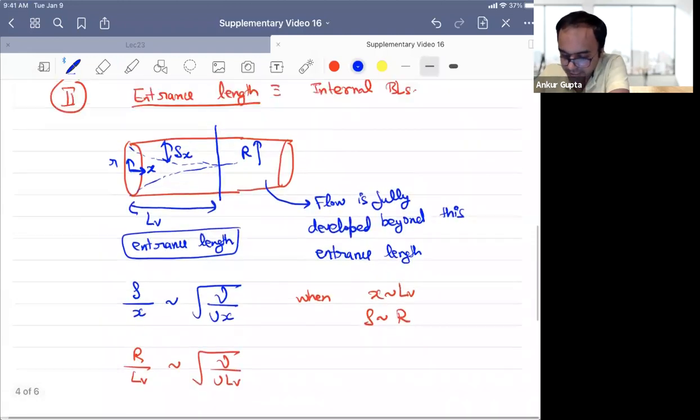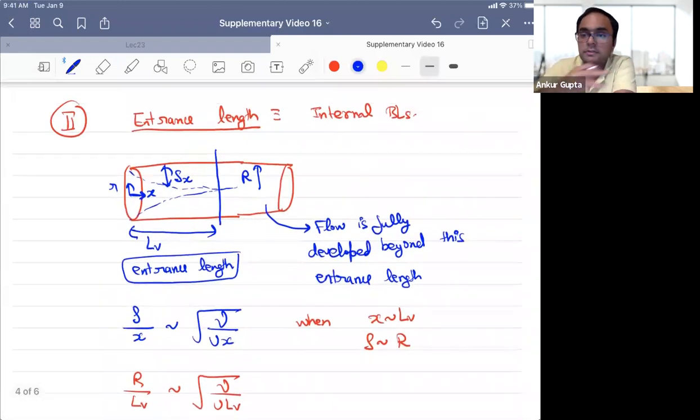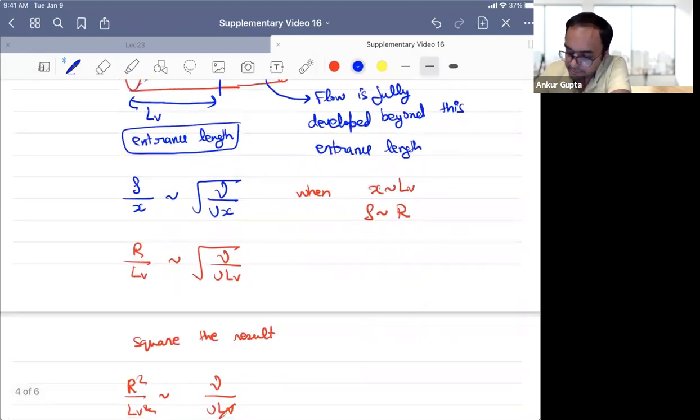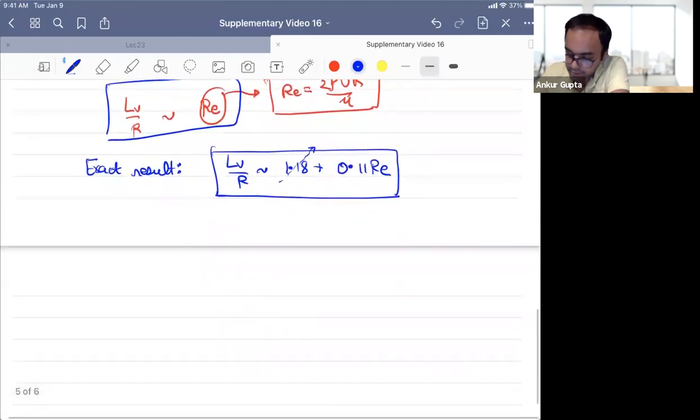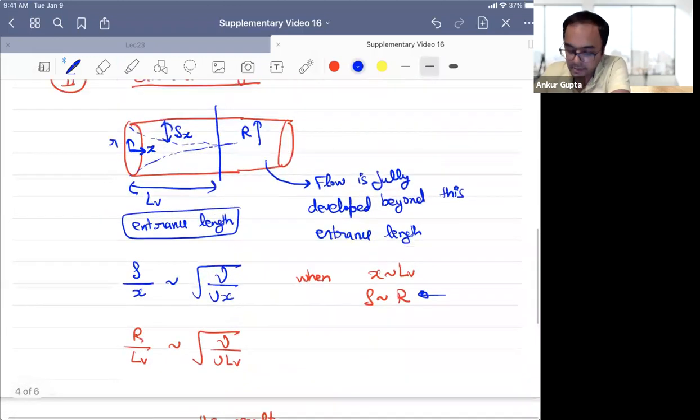So this is flow inside internal boundary layers. Whenever you have channel flows or systems flowing inside, you have these boundary layers coming up. When they meet, the flow becomes fully developed, and we can predict the entrance length by simply saying that the boundary layer thickness will reach the radius of the pipe or the channel. This is a cool result, and you can see how powerful scaling analysis is here.